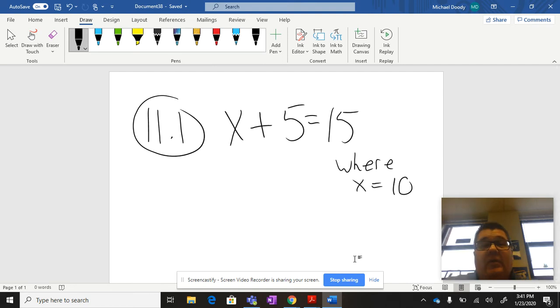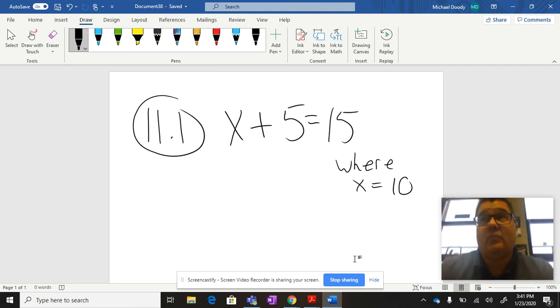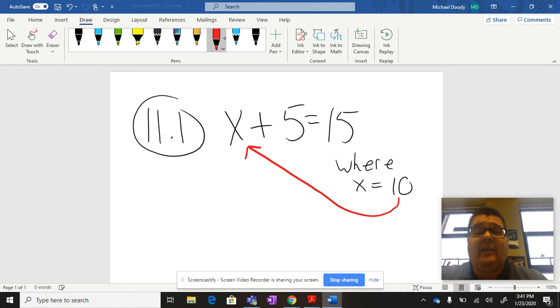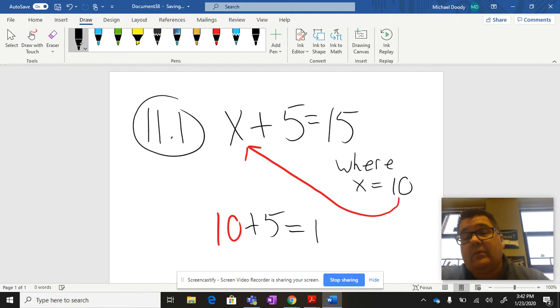Hey everybody, I'm going to talk to you guys about lessons 11.1 and 11.2. So you can see on your screen the first problem I have here is x plus 5 equals 15, where x equals 10. So what I'm going to do is plug that 10 in wherever I see a variable. So I'm going to say, okay, we got 10 plus 5 equals 15.